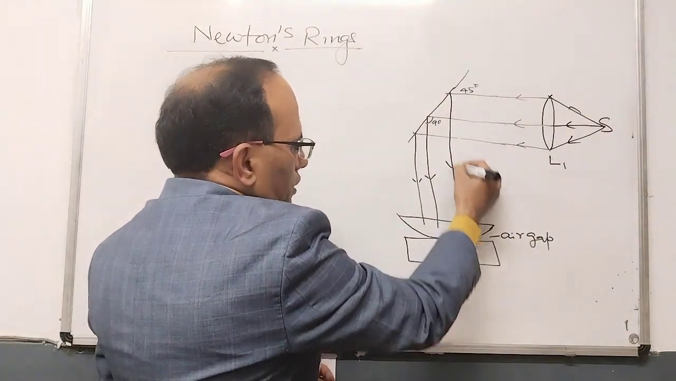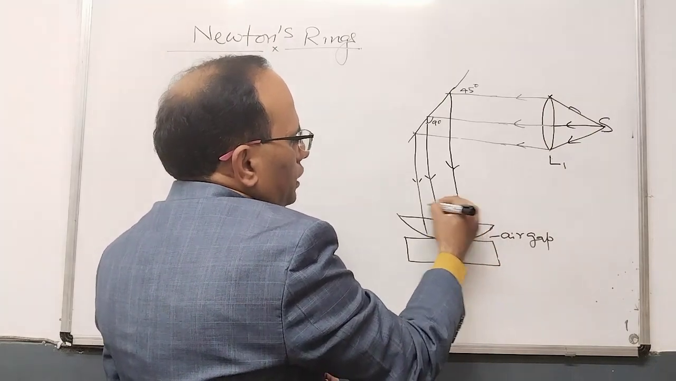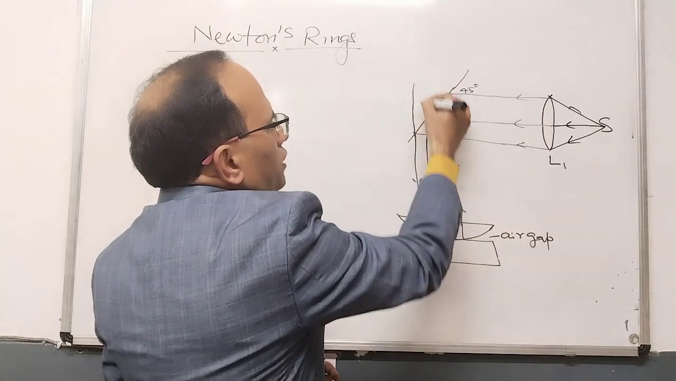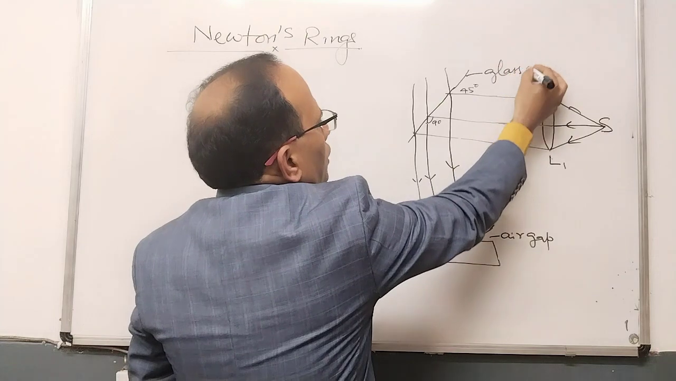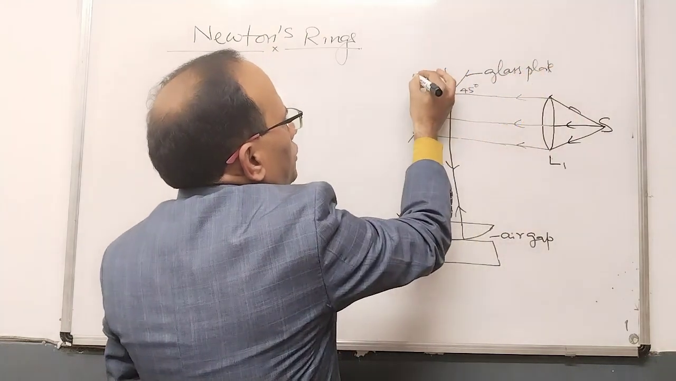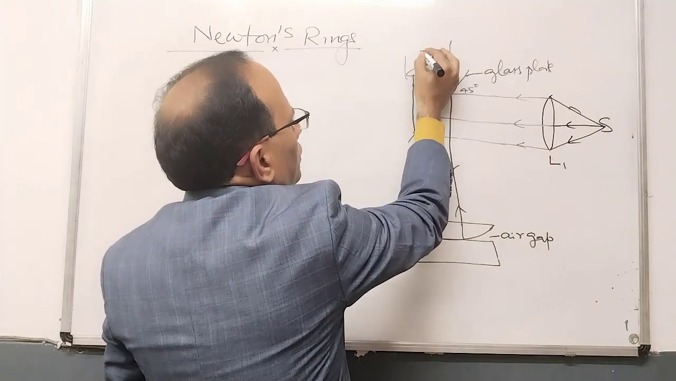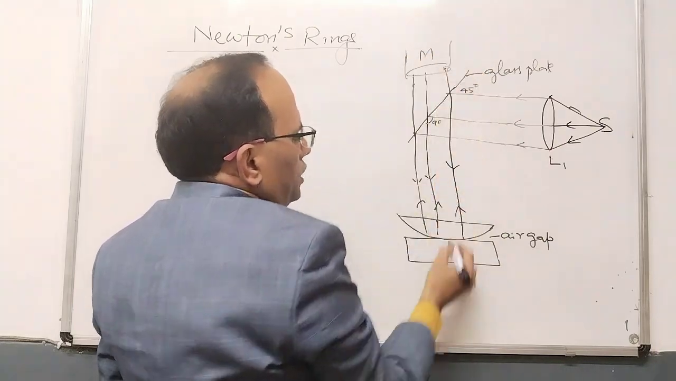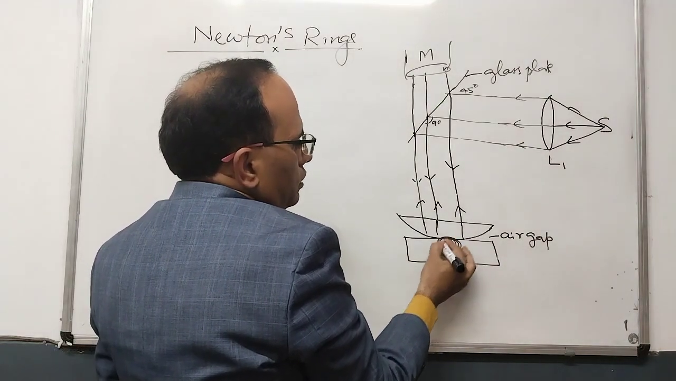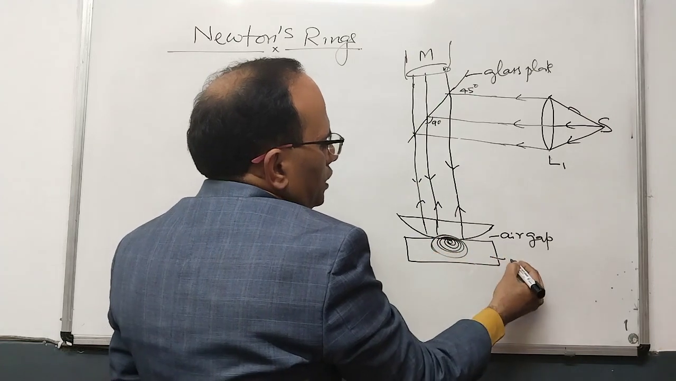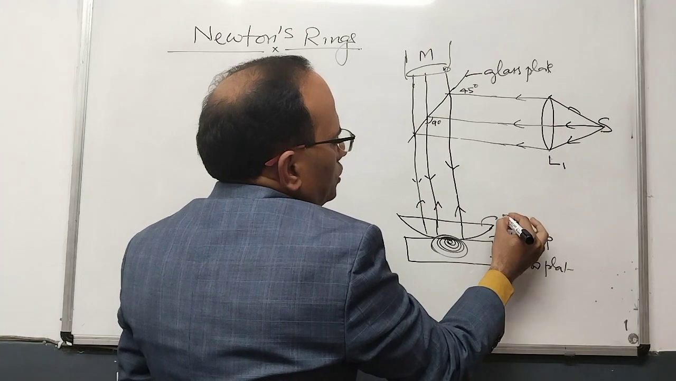So rays are incident here and they are reflected from this side, and they reach, because this is a transparent glass plate, and after that we will see here there is a microscope M. So we can observe the rings formed at this point, and they are circular, increasing in size. This is the glass plate, and this is my lens, you can say L2 lens.